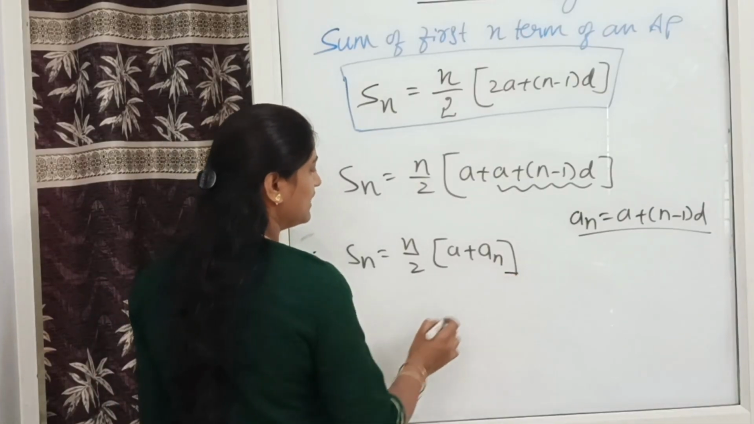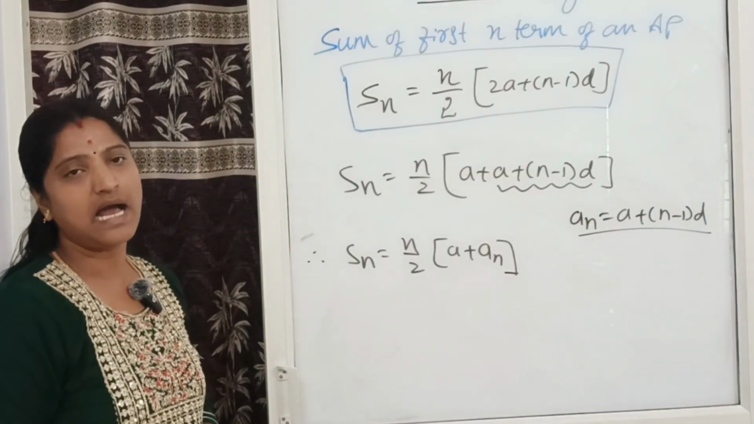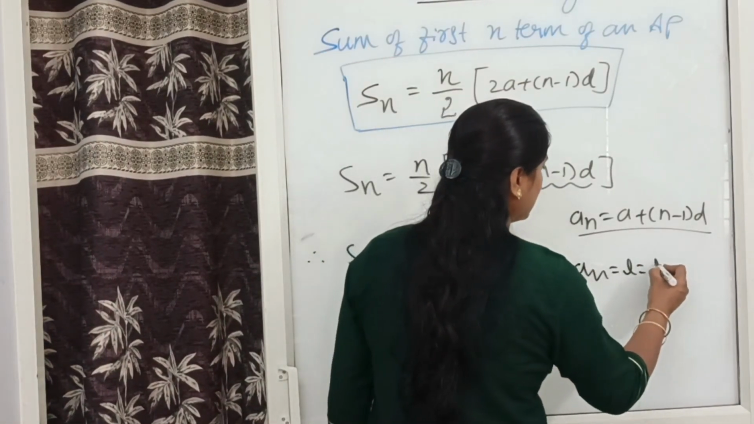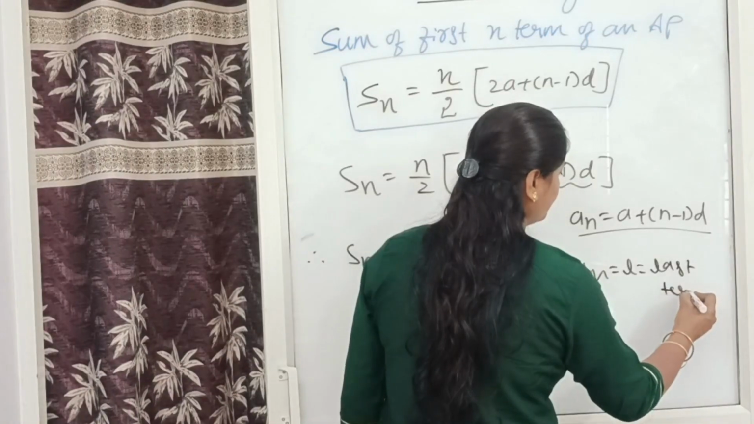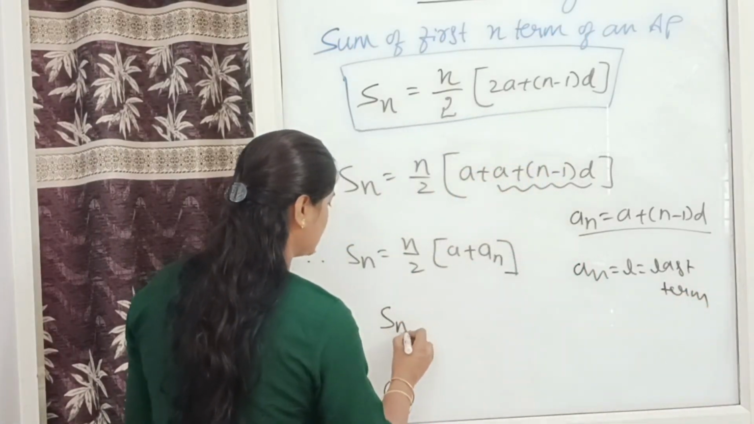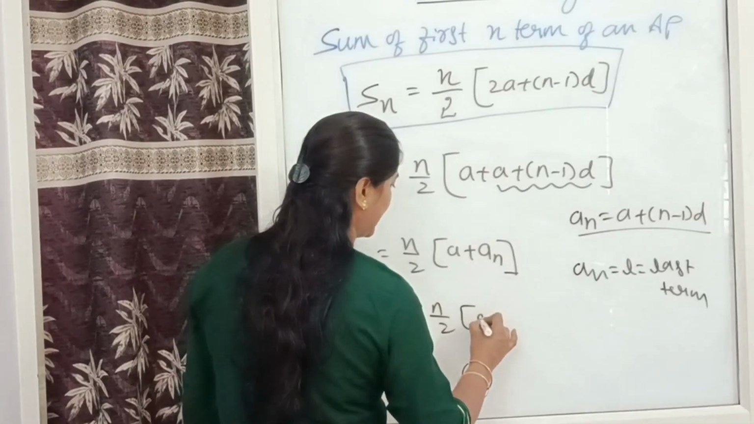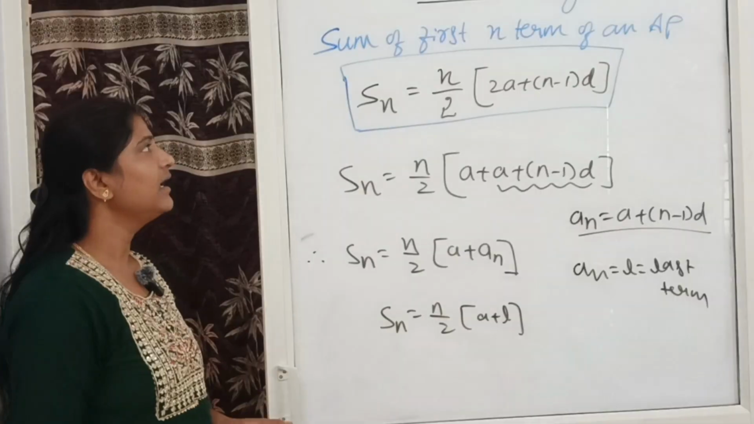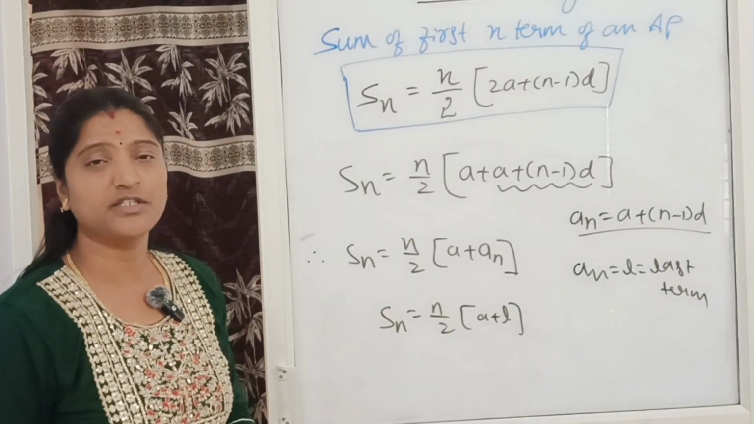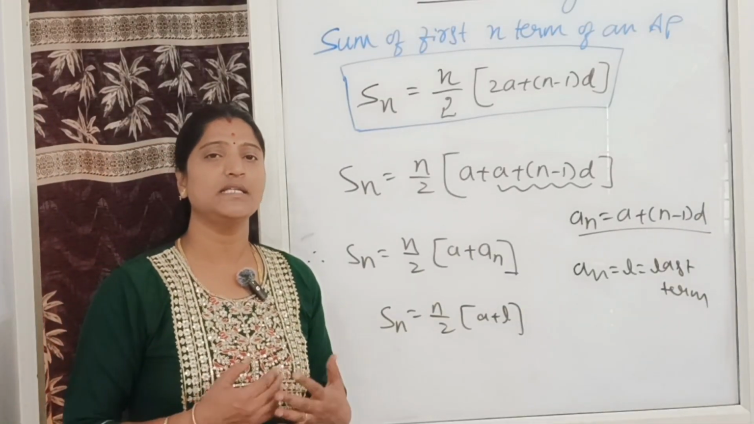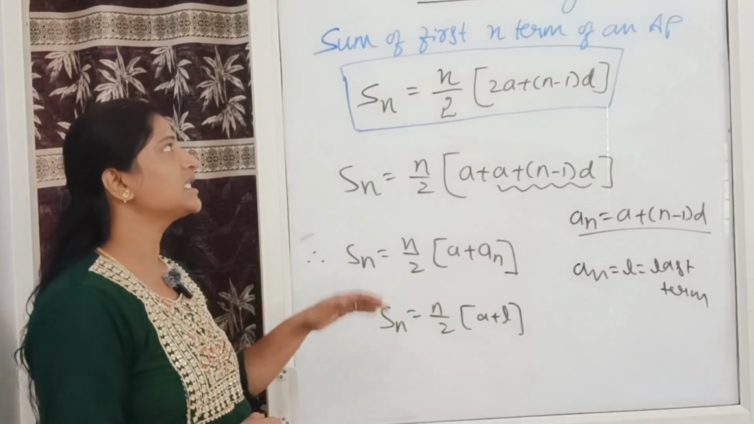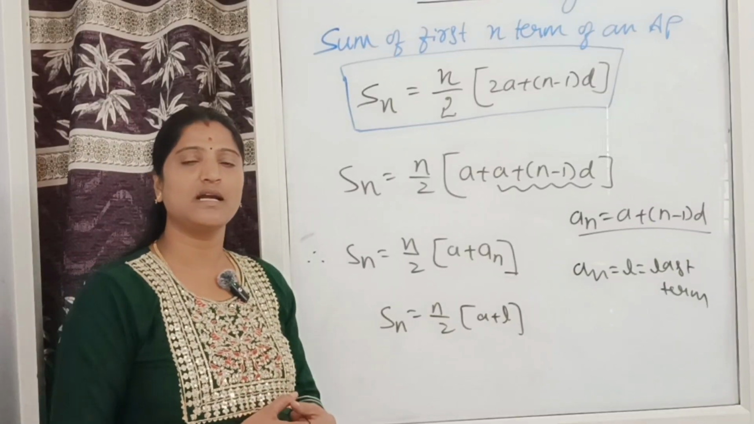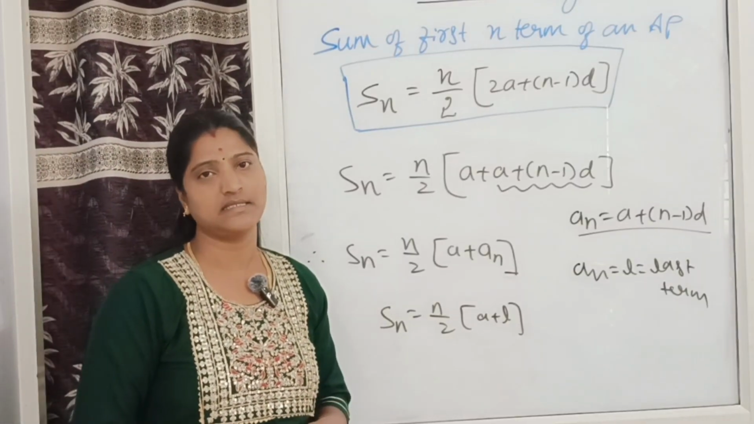This formula is also helpful when they ask for the last term. In this case, an is nothing but L, the last term. So that formula is Sn is equal to n by 2 into a plus L, or a plus an. Clear? And this is the introduction of arithmetic progression. What all we discussed here is a basic concept for this exercise. If we understand these basic concepts, then only we can easily go through the exercise sums.